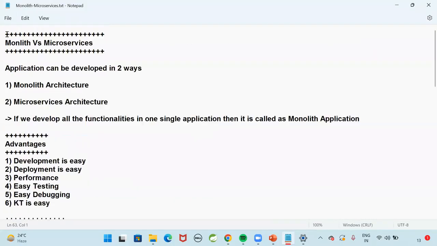Could you please read it? Monolith versus microservices. Can you read these points? All of you, can you read these points now?